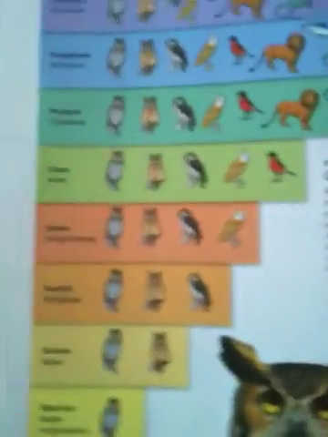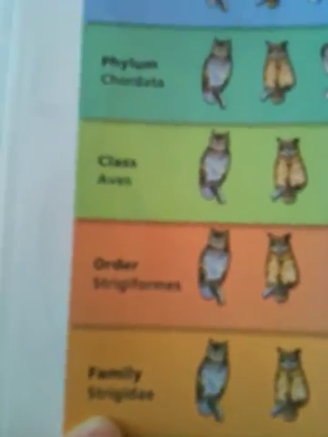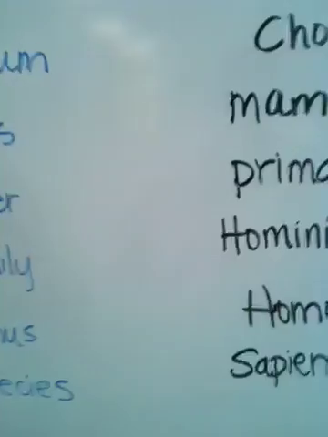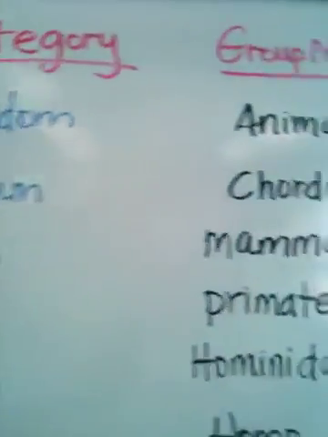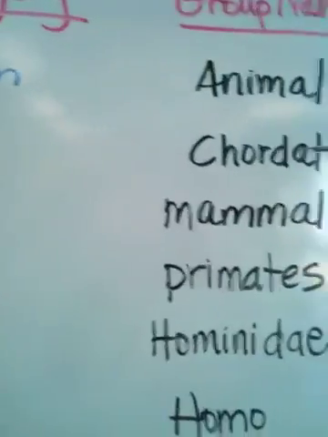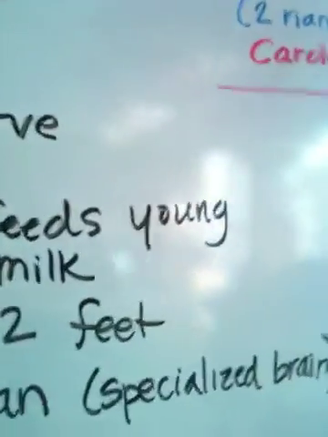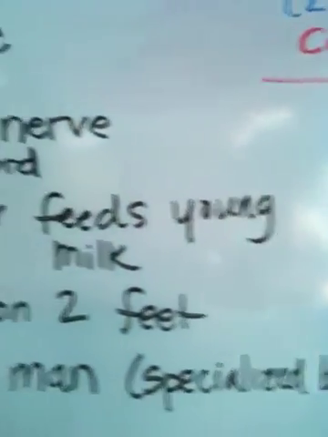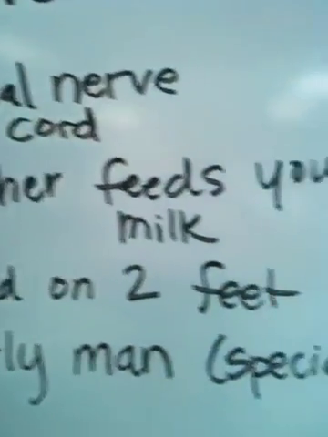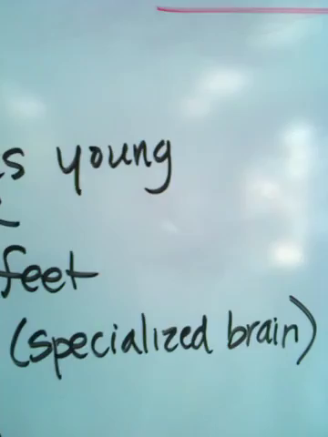If you look on this one, the owl, which I don't know if you can see it, it's Strigidae. Of course you can't see it because it's blurry. It wasn't doing that earlier. Okay, so our family is Hominidae, and that means early man or specialized brains.